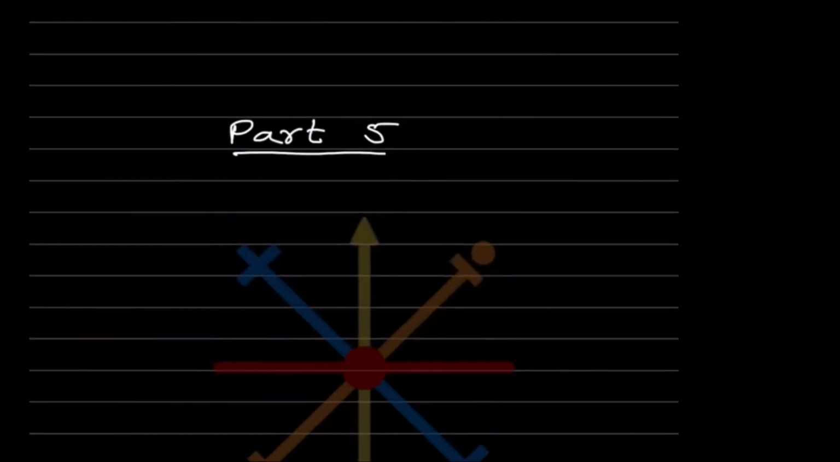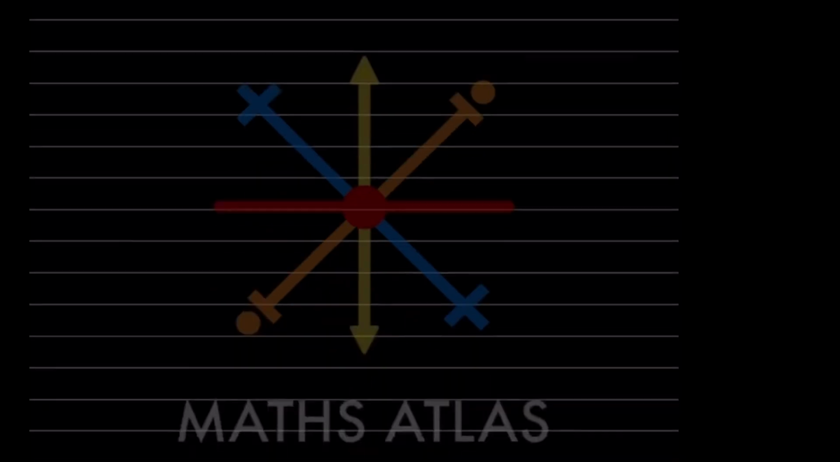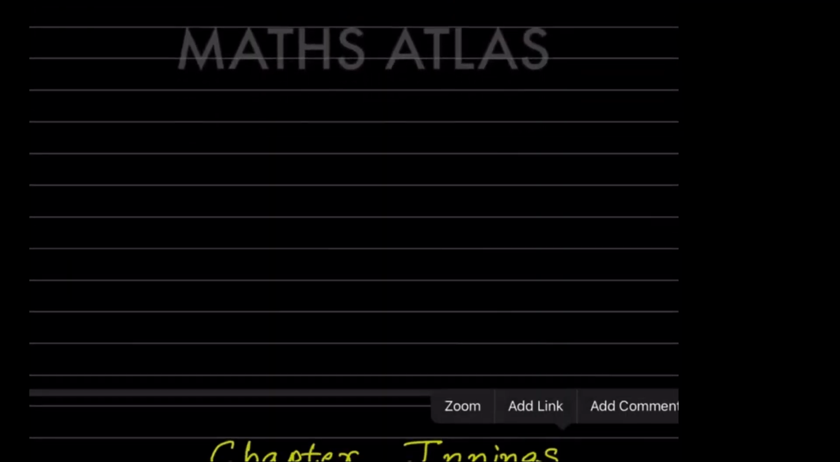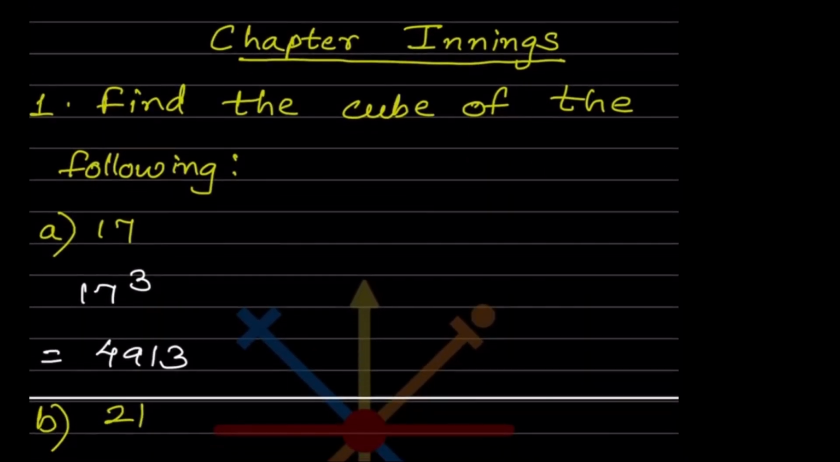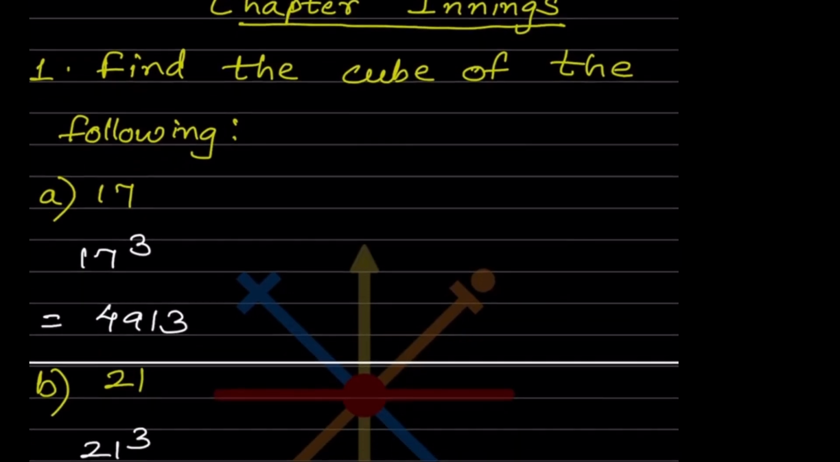So by this, today let us see part 5 of the same topic, that is cubes and cube roots. We have already done some of the exercises, you can have a look at the videos. Now we will see the chapter endings. Here, find the cube of the following. Here they have said you have to find the cube of the following, not the cube root of the following. This is very important.